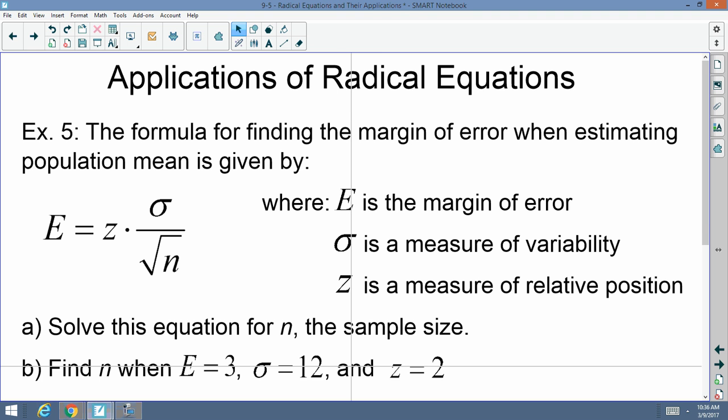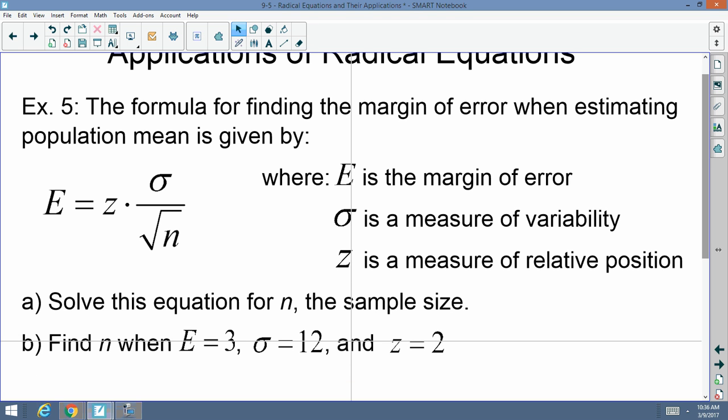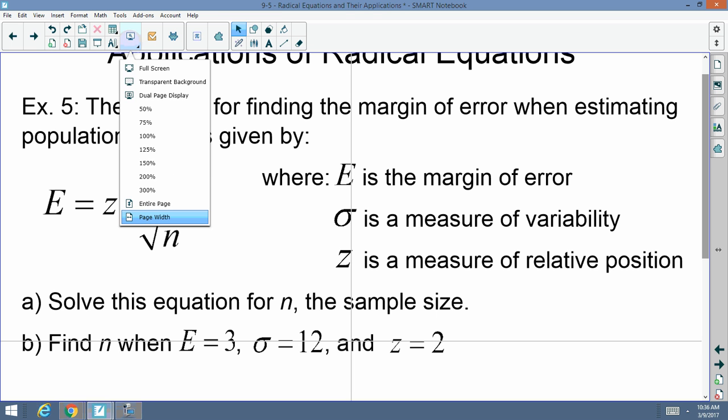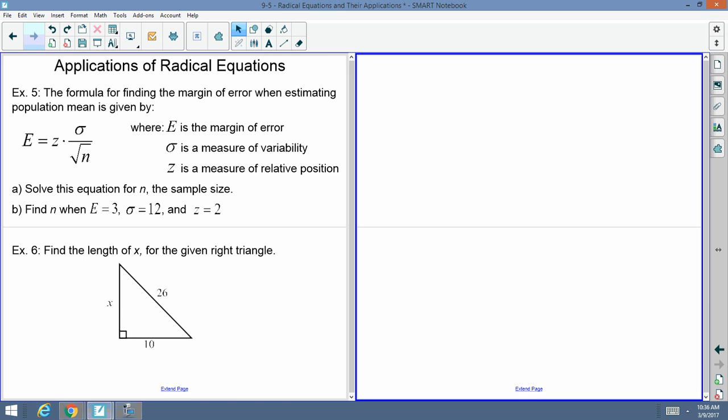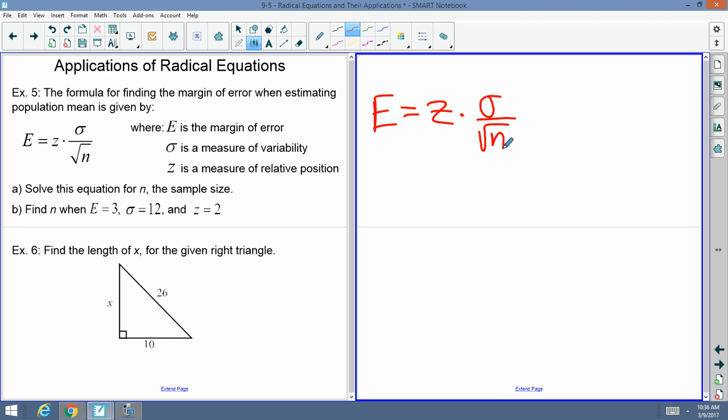Now, they want you to solve this equation for n, the sample size. So n is the sample size, and they want you to solve for this bad boy. If you guys remember, this was like chapter 2 or 3. We did something called literal equations. And when we solved literal equations, we were solving an equation filled with variables, and we were solving it for one particular variable. So the same thing's going to happen here. I want to solve for n.